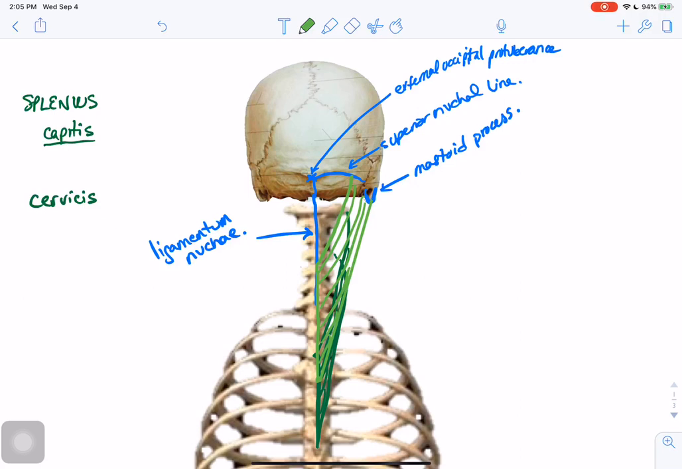Now, both of them being intrinsic muscles of the back will be innervated by the dorsal rami of spinal nerves. The capitis will be more innervated by the sort of middle spinal nerves, C3, 4, 5-ish. And the cervicis portion will be innervated by the dorsal rami of more lower, more inferiorly positioned spinal nerves.